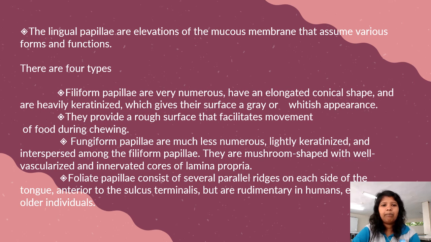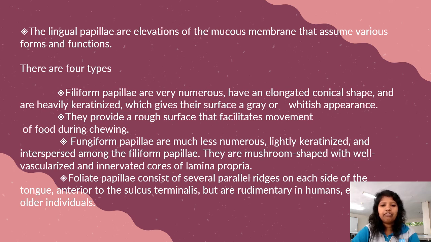The lingual papillae are elevations of the mucous membrane that assume various forms and functions. There are four types of papillae: filiform papillae, fungiform papillae, foliate papillae, and vallate papillae. First, let's talk about filiform papillae. Filiform papillae are very numerous, have an elongated conical shape and are heavily keratinized, which gives the surface a grey or whitish appearance. They provide a rough surface that facilitates movement of food during chewing.